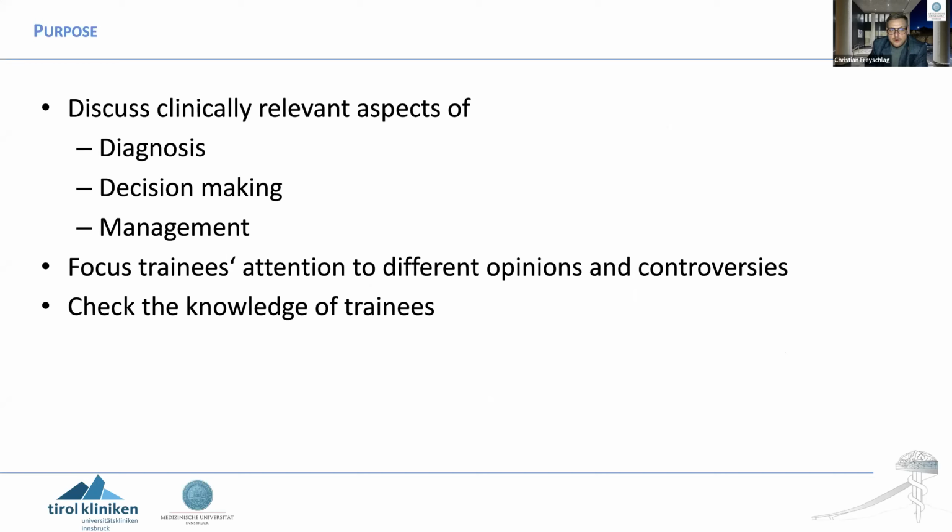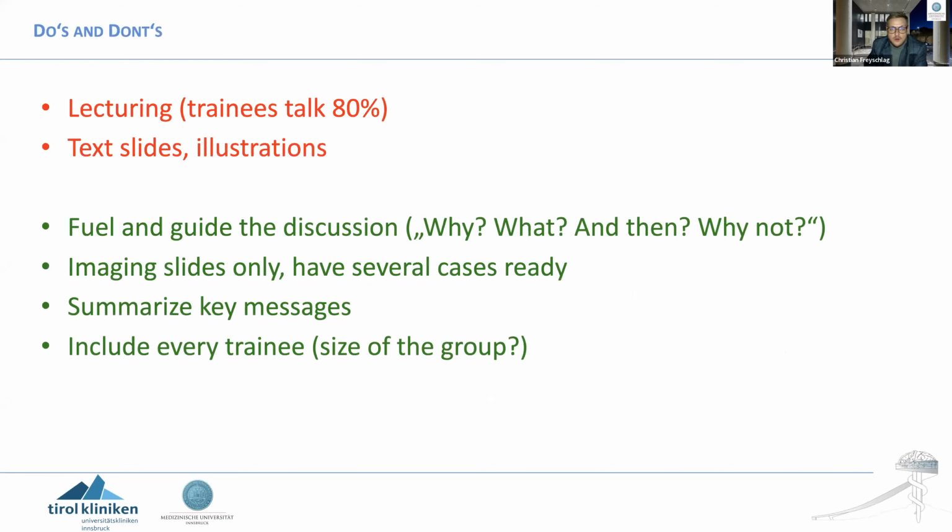First of all, the purpose is to discuss clinically relevant aspects of the diagnosis, the decision-making, and the management of certain neurosurgical diseases. It should focus the trainees' or the residents' attention, you can put in every word you like, or the students' attention, on different opinions and controversies. And you should check the knowledge of your trainees, students, residents, or whoever you train, with a discussion group.